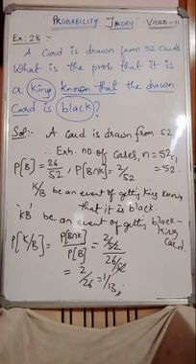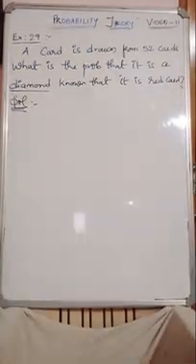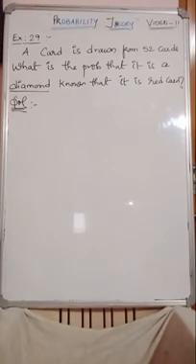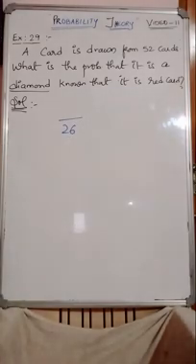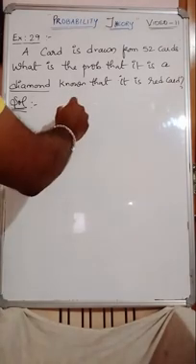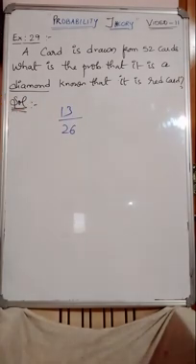I hope you understand this problem, guys, everybody. Isn't it? Look at the next question, guys. Example number 29. A card is drawn from 52 cards. What is the probability that it is a diamond, known that it is a red card? So very simple, guys. Red cards, how many will be there? Tell me. 26. Out of red cards, what are they asking? Diamond. Diamond cards, how many will be there? 13. Over. Answer is 13 by 26.